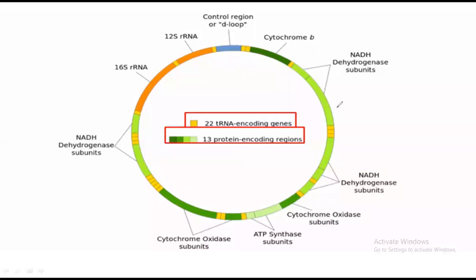Just look here. Basically, it consists of two chains. This is the inner chain, and this is the outer chain. It is also known as heavy chain and light chain. So the outer one is known as heavy chain. Okay, this is the heavy chain, and the inner chain is known as the light chain.